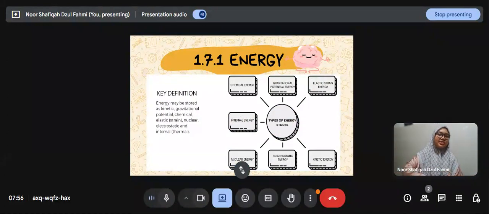here is the key definition about energy. So you can see there are seven types of energy, right? Okay, and the key definition for energy is that energy may be stored in different ways. It can become kinetic energy, gravitational potential, chemical, elastic strain, nuclear, electrostatic, and also internal energy. Or just now we have watched it become thermal energy.